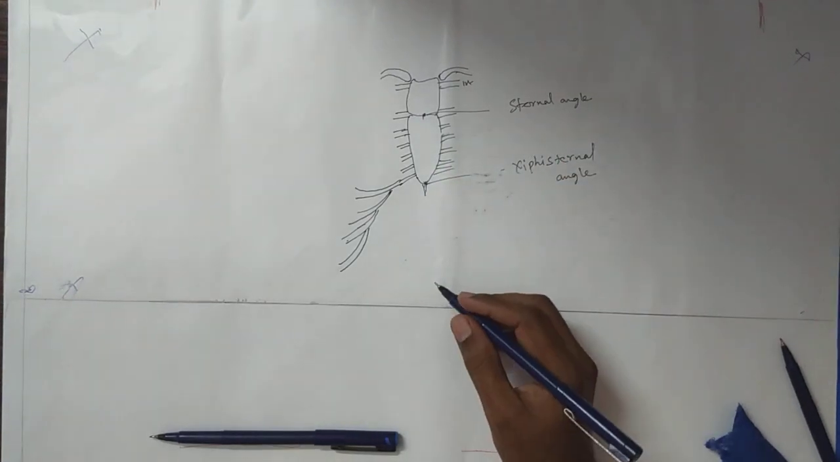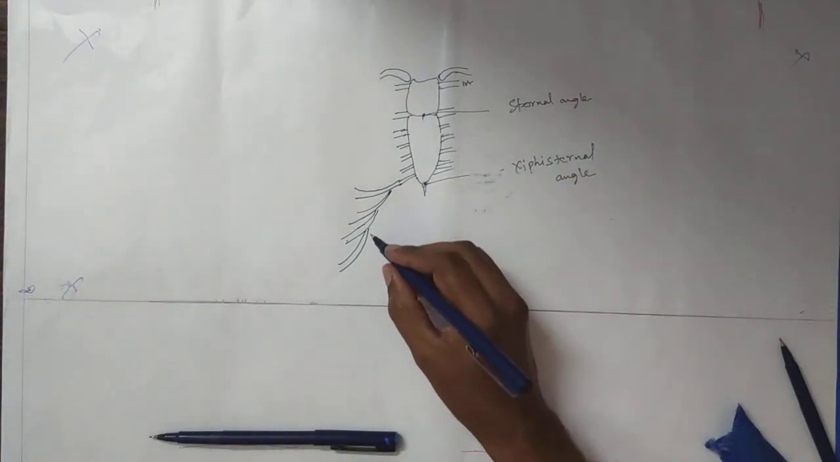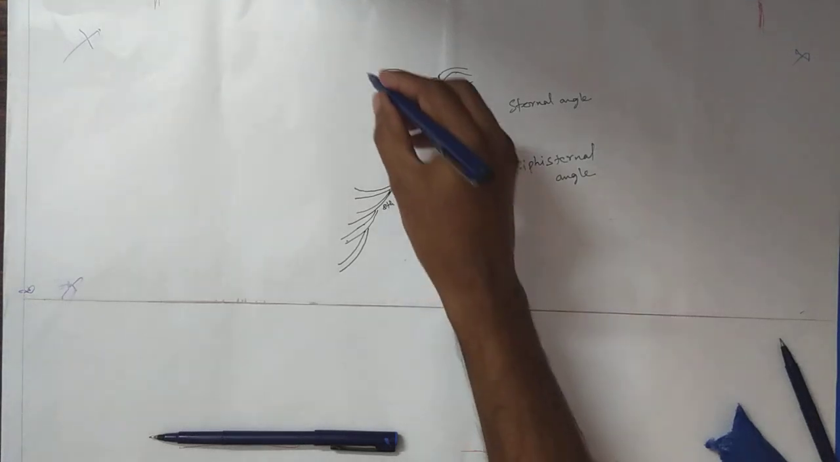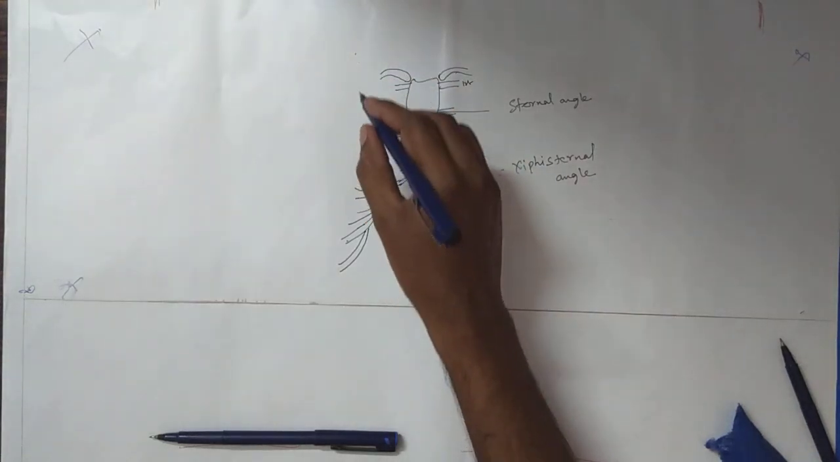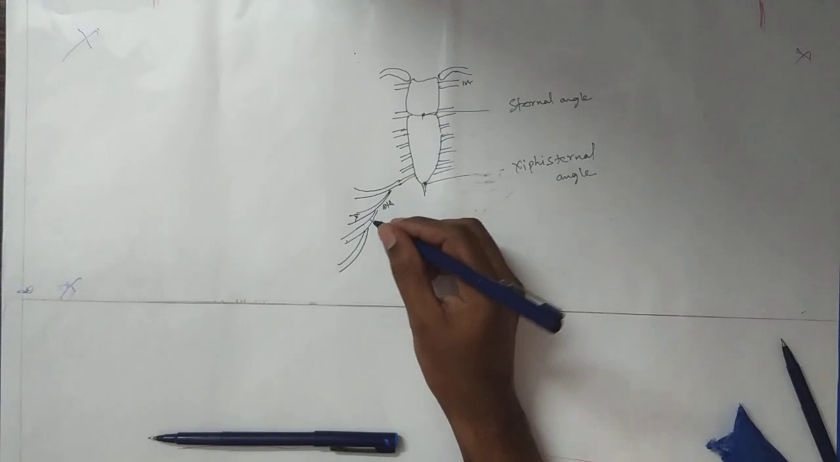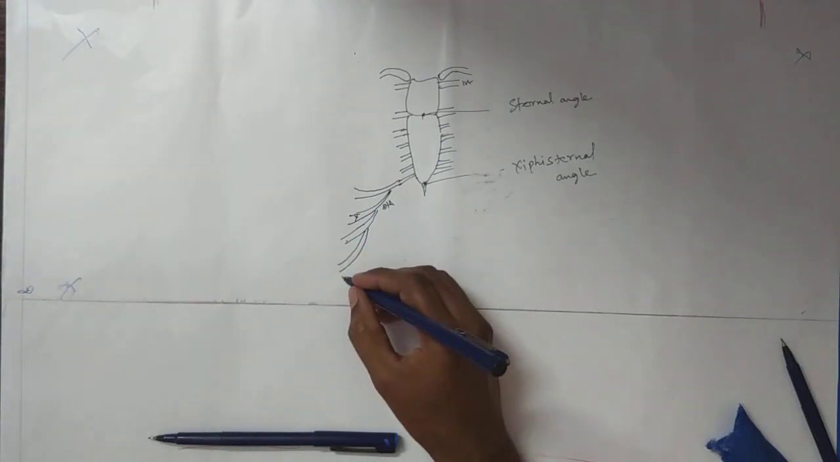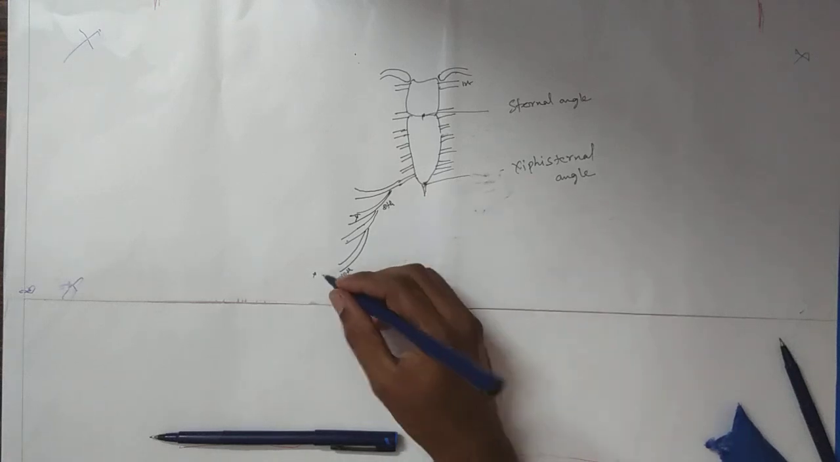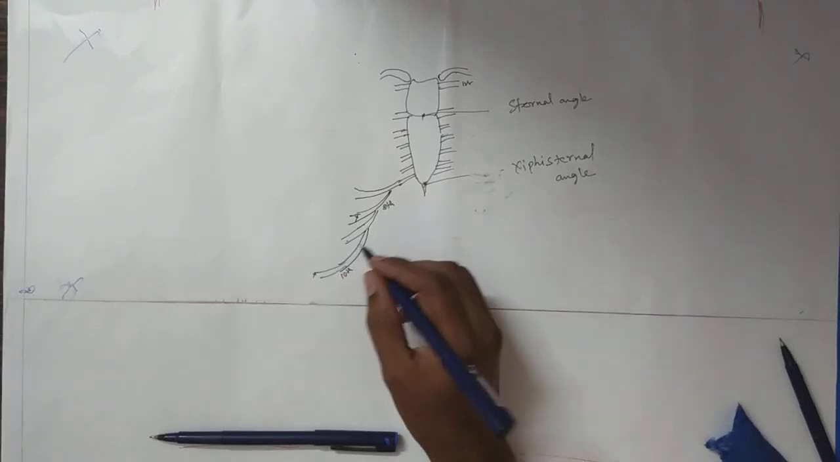The other points we need to know: there is a point where this eighth rib is coming across your mid clavicular line, and the 10th rib is coming across the mid axillary line.